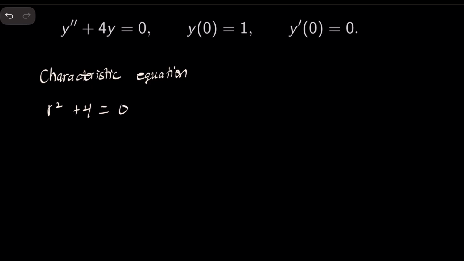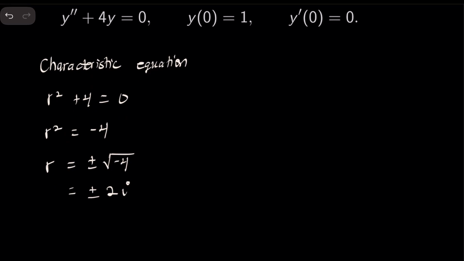Then we find the roots of this equation. Solving for r, we are going to have r squared is equal to minus 4. Thus r is equal to plus or minus the square root of minus 4, and this is equal to plus or minus 2i. So we have the roots to be complex numbers.